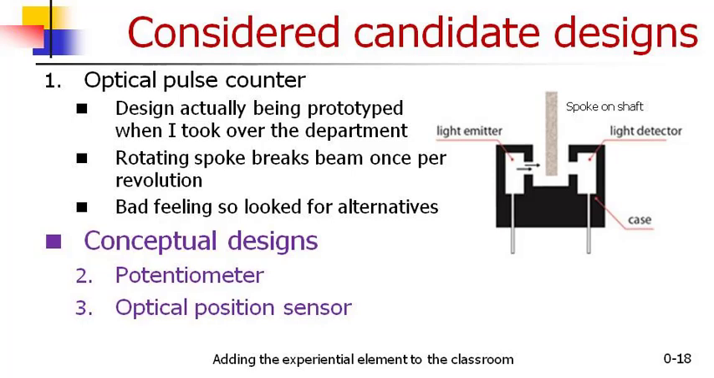The rotating spoke generates 1 pulse per revolution, and they were thinking about counting the revolutions or counting the pulses, and then calculating the position of the mirror. I had a bad feeling about this one. It was too complex, and it relied on calibration, it relied on a switch because you need to know where it reset, and it relied on mechanical coupling to the motor. And so we looked into 2 other conceptual designs, a potentiometer and an optical position sensor.